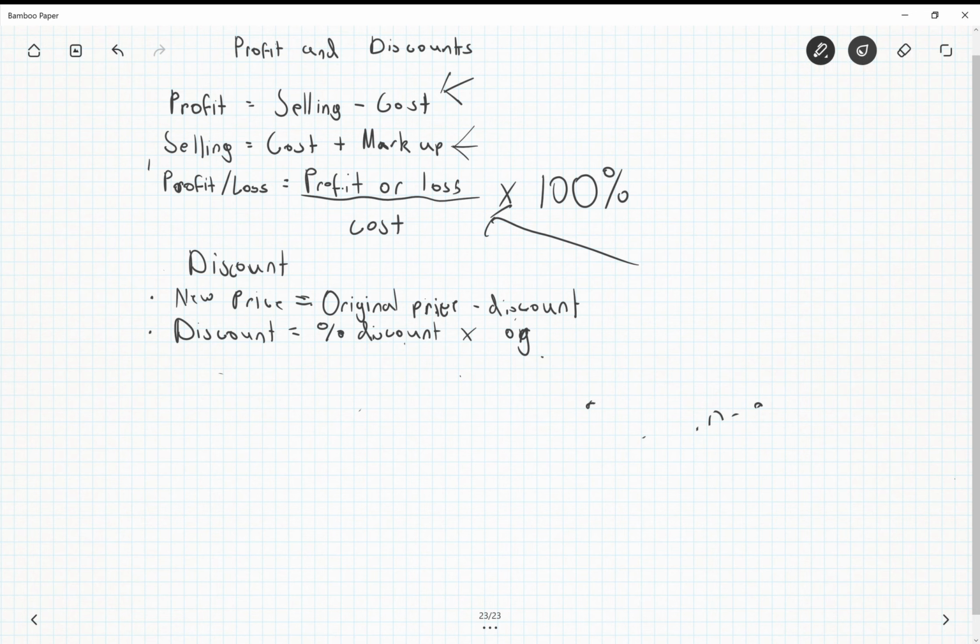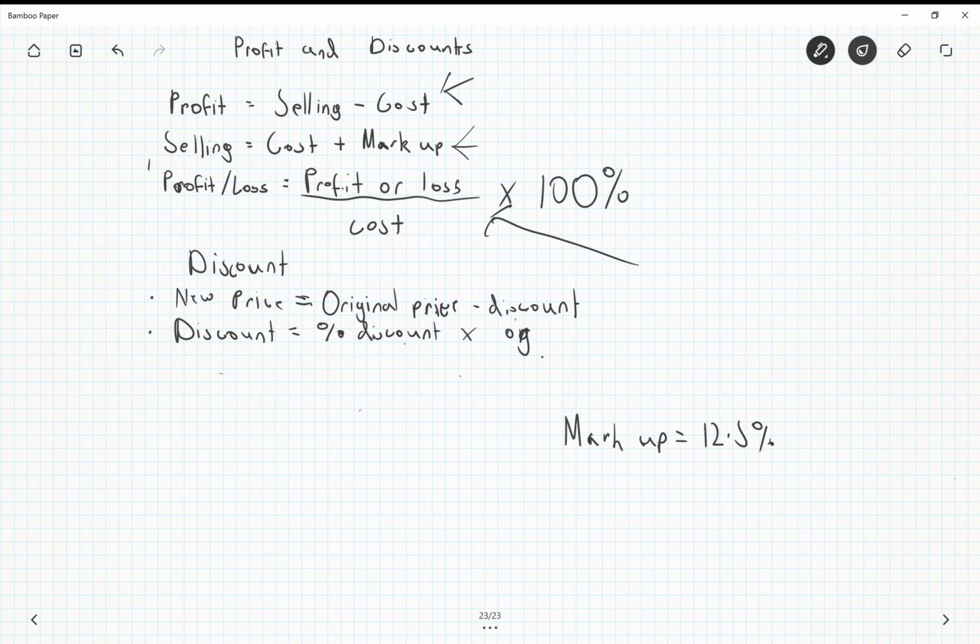Okay, let's try a markup question. So Lenny marks up all of his computers by 12.5%. So markup equals 12.5%. Okay, and if a computer cost him 890, what will be the selling price to the nearest cent?